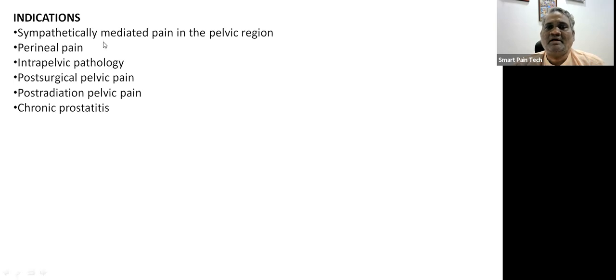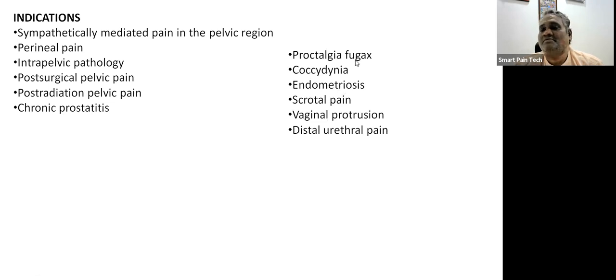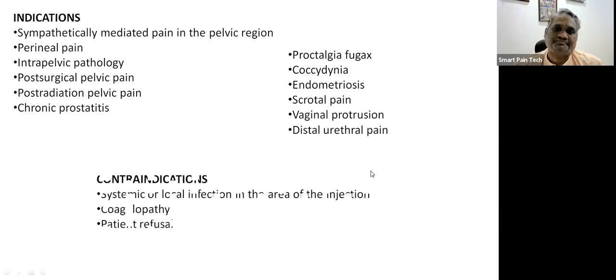The indications are any pain in the pelvic region or perineal region. This is the commonest thing. Post-radiation pelvic pain, we use it in combination with the superior hypogastric plexus. Chronic prostatitis, I don't know, I have no idea, I have not used it. Proctalgia fugax is another condition where you can use it. Coccydynia, yes. Endometriosis, yes. I don't know about these presentations.